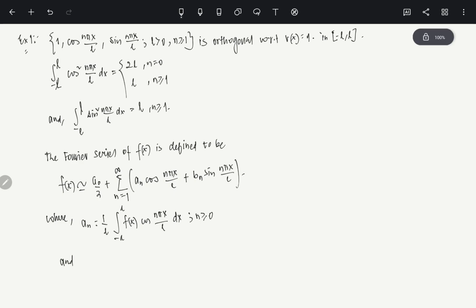And let us write Bn. So if we do the exact same procedure, these Bn's will be with respect to sine. So in that case it will be again 1 by L, the integral of f of x sine, from minus L to L, and it will be just a multiplication. So let me write it.